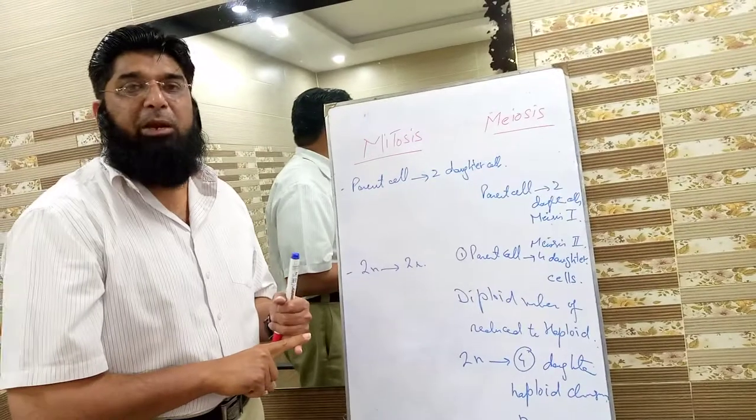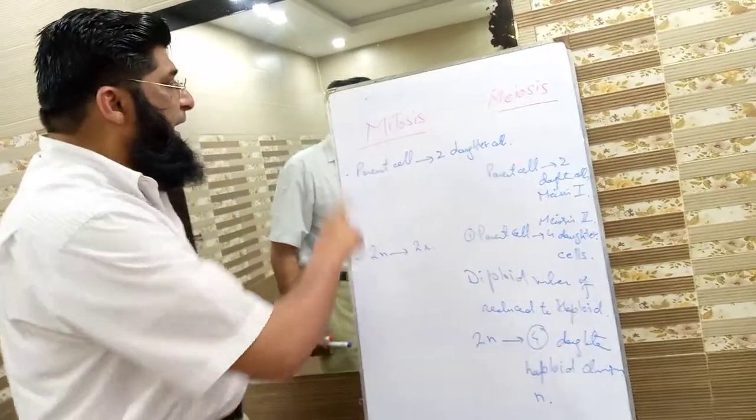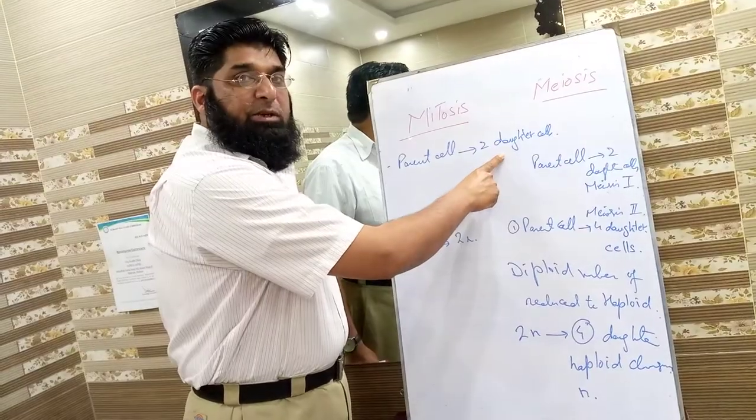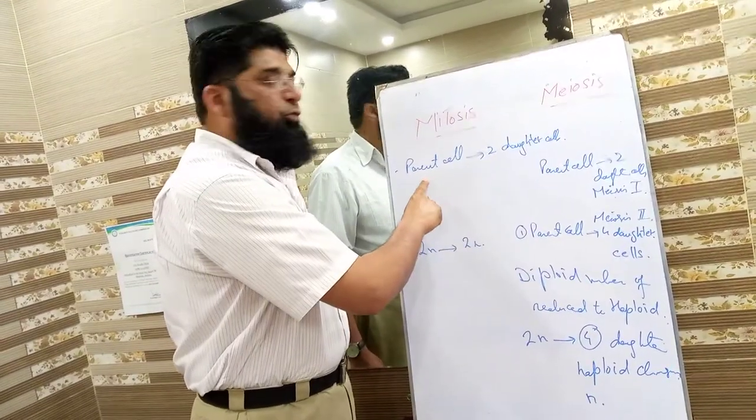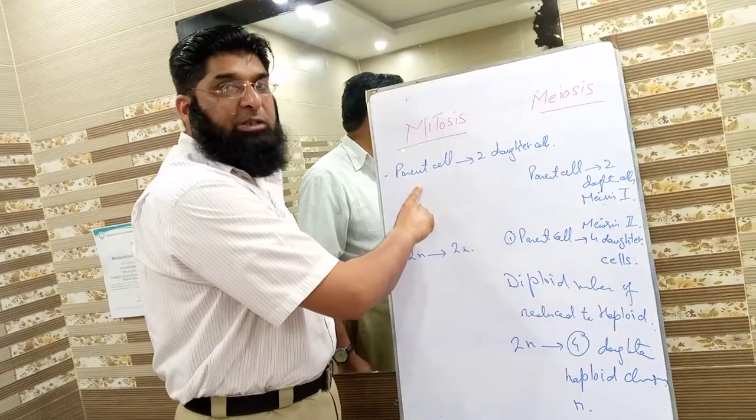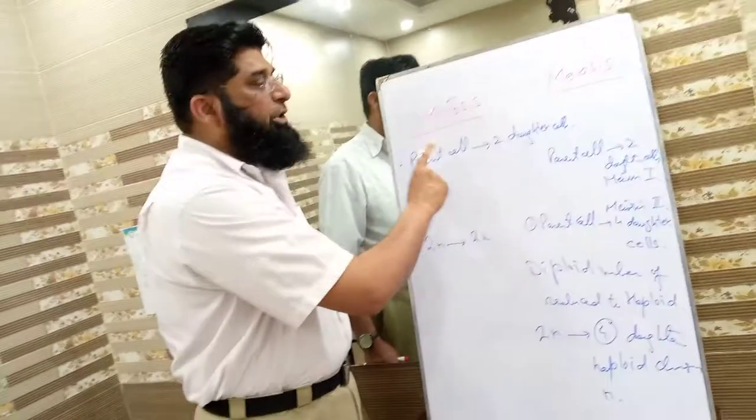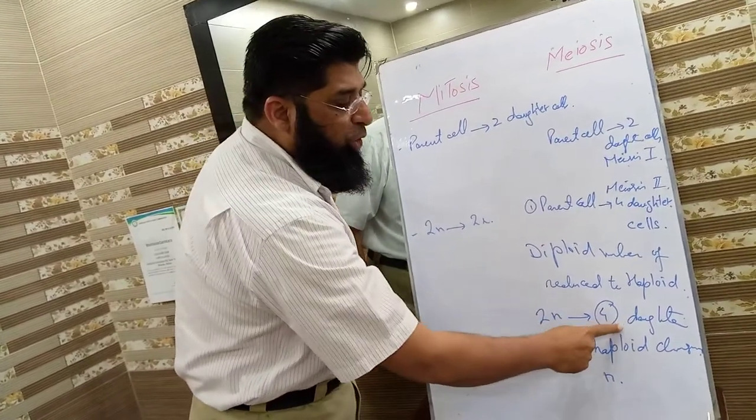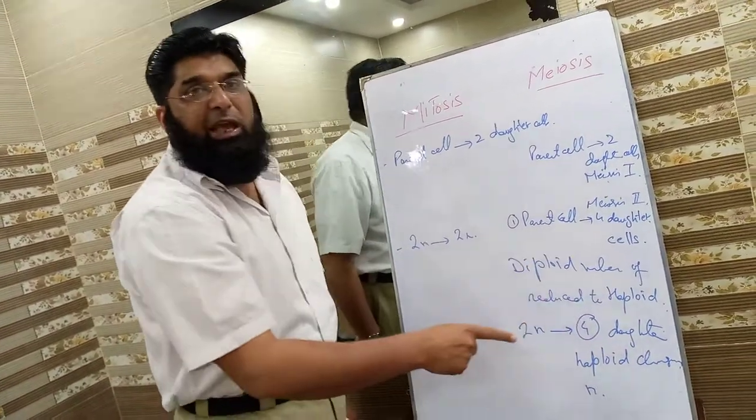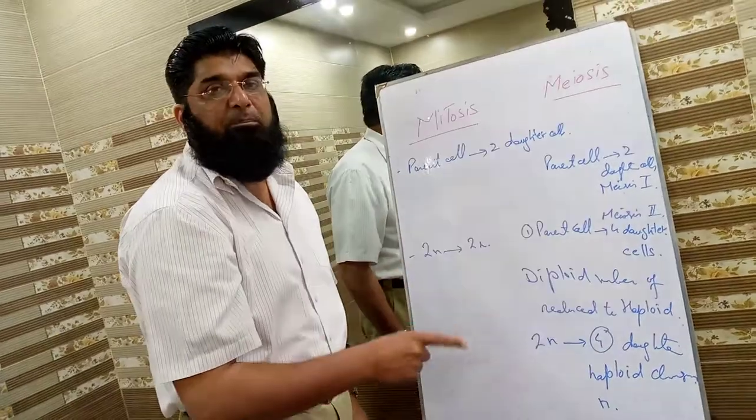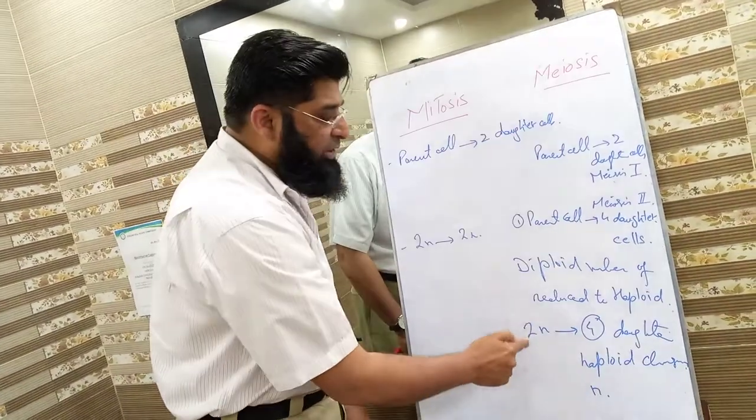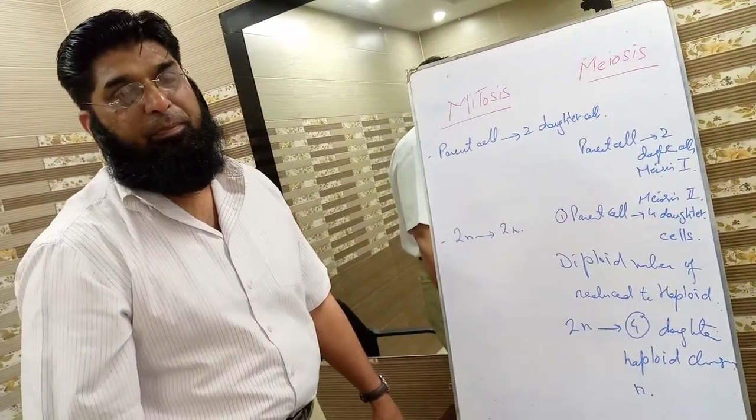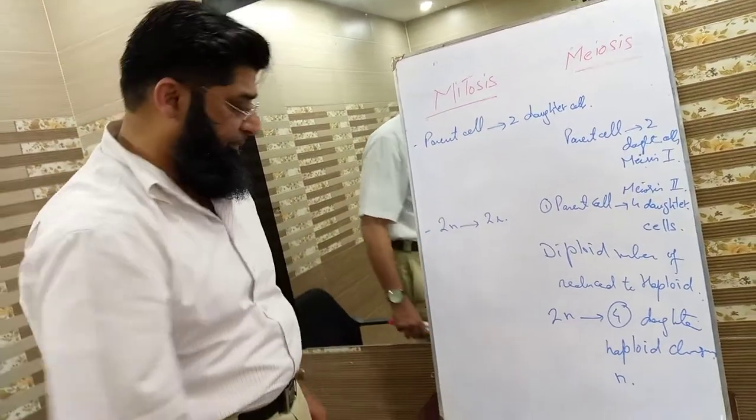I repeat this main point of concept. In mitosis, daughter cells have the same number of chromosomes as their parent cell. On the other hand, in meiosis, the four daughter cells have half the number of chromosomes as compared to their parent cell. Okay?